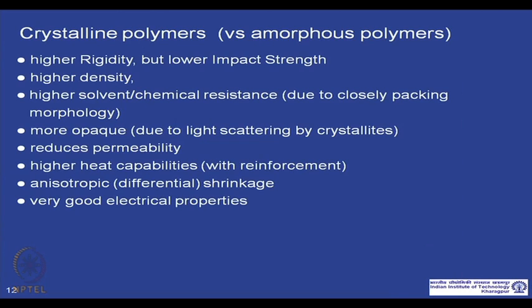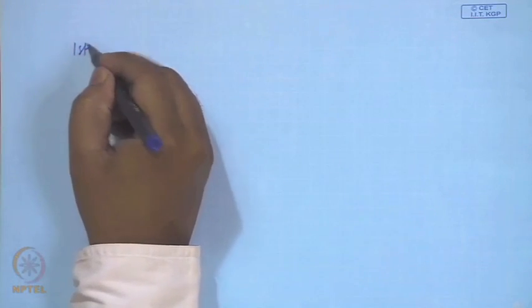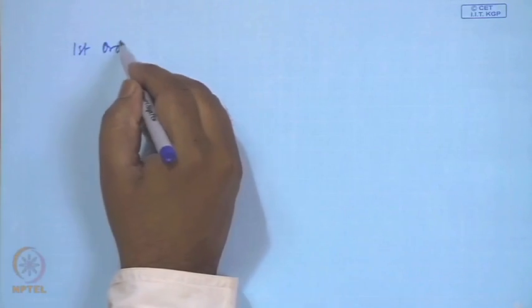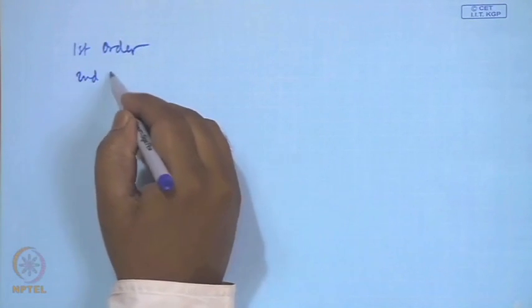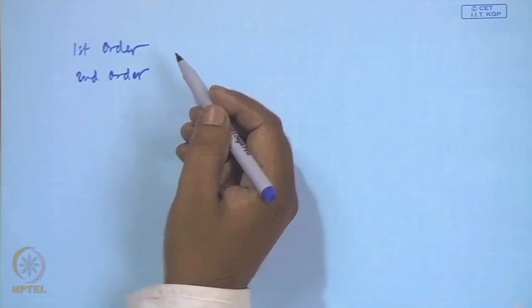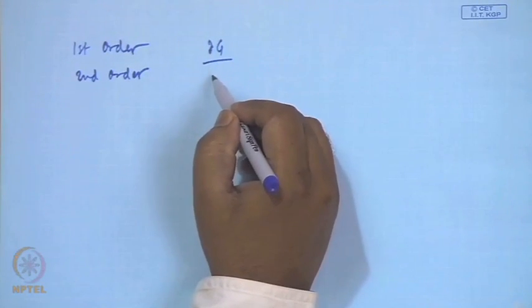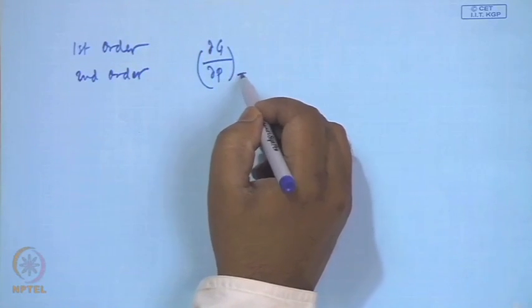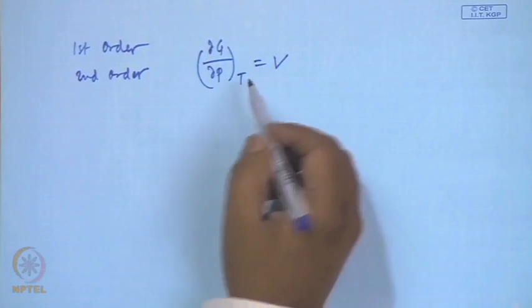Now, let us talk about the thermodynamics of the glass transition temperature and the melting point in brief. Now, in thermodynamics we can have two types of transition, first order phase transition and second order phase transition. Now, from our thermodynamic knowledge we can write these expressions.